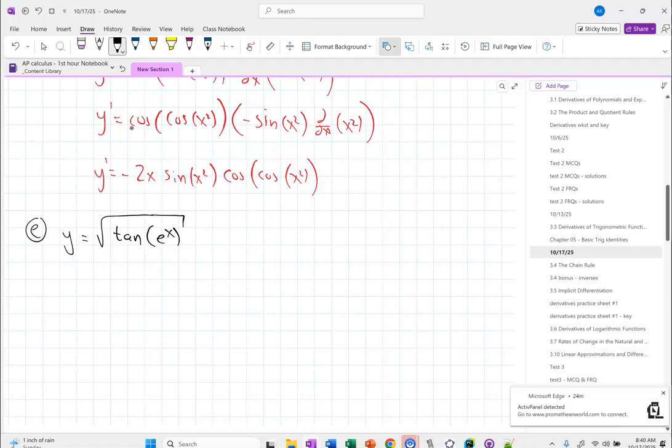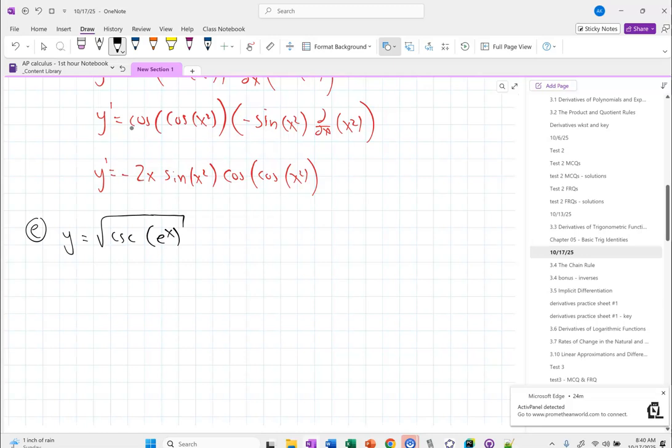So here we have square root of tangent of e to the x. Actually, let me change that. I don't want to use tangent here. I want to use cosecant. You'll see why in a second, why I chose to do that. Not that it makes the problem harder, or easier in any way, but something happens with that particular derivative that I want to highlight.